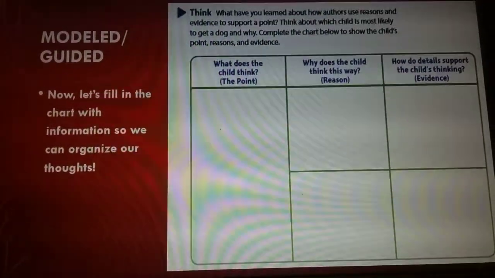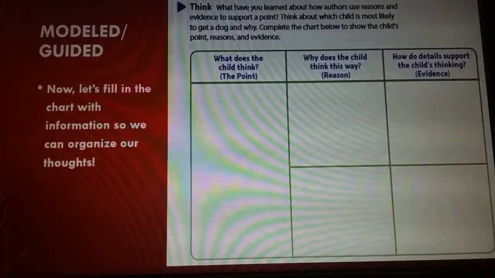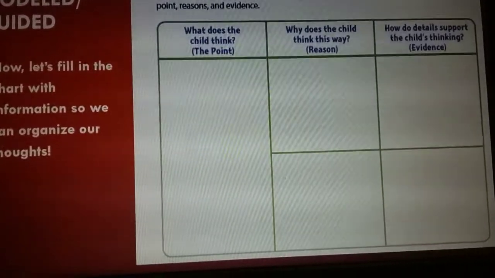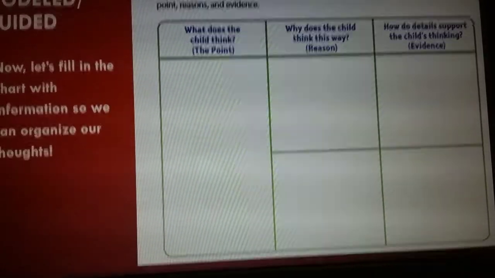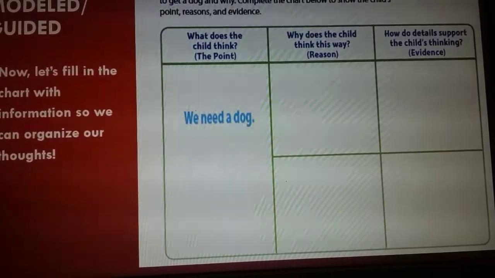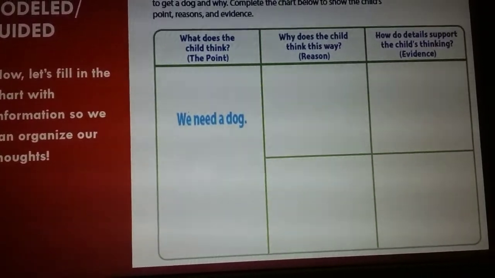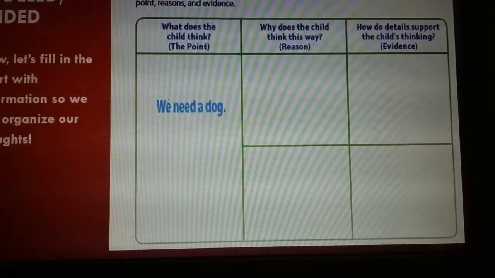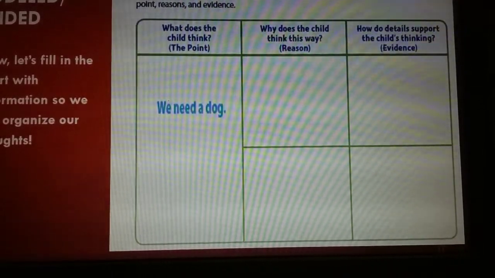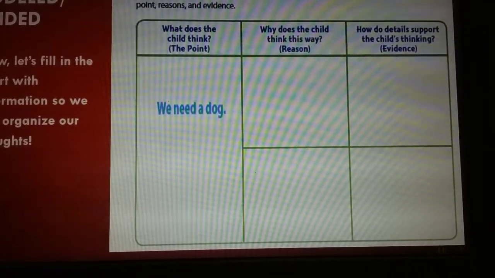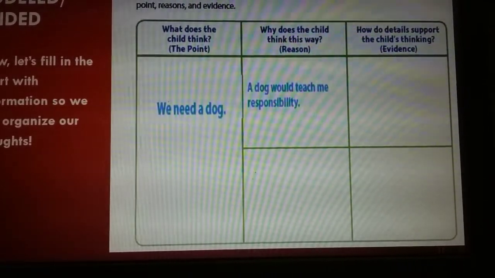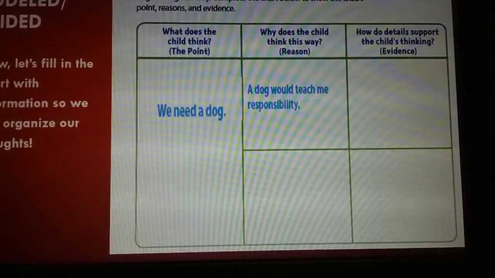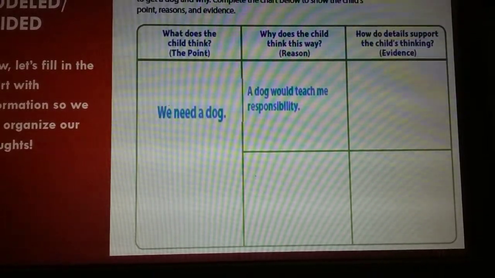Now, we're going to fill in the chart with the information so we can kind of organize our thoughts. First column says, what does the child think? Okay, that means what point was the child trying to make? Her point was that they need a dog. That's her idea. The heading on the second column here says, why does the child think this way? What's her reason for thinking that they need a dog? Her reason is because she's saying a dog would teach her responsibility. So what details does she use to support that?